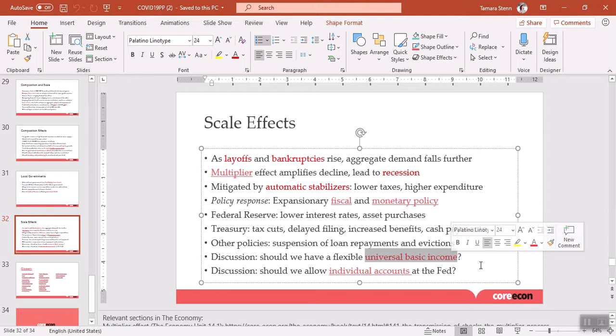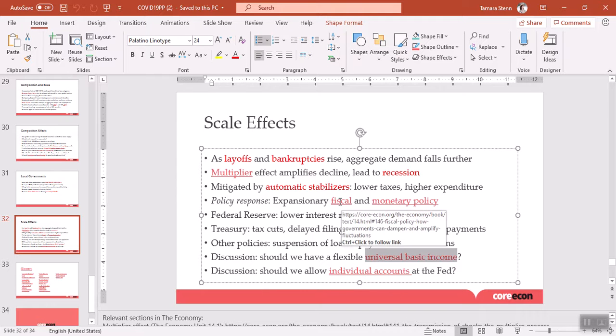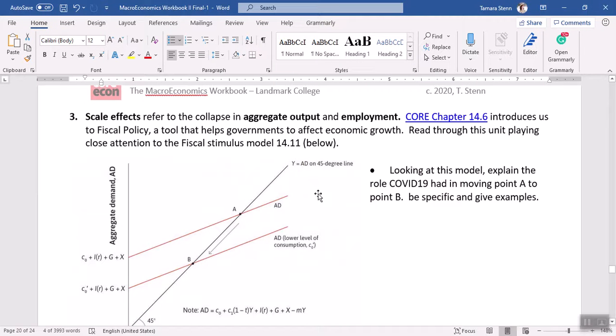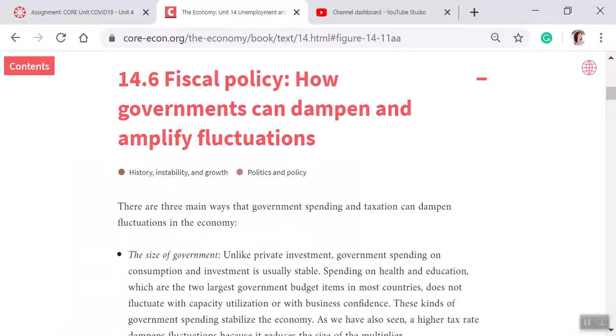And then we have a question about individual accounts at the Fed, but we're not going to go there. What I want to do is really focus on this fiscal policy, because this is really important. So let's go take a look there. Before we do that, we're going to go in our workbook. Okay, so again, our workbook is looking at fiscal policy. So now let's go look at fiscal policy.